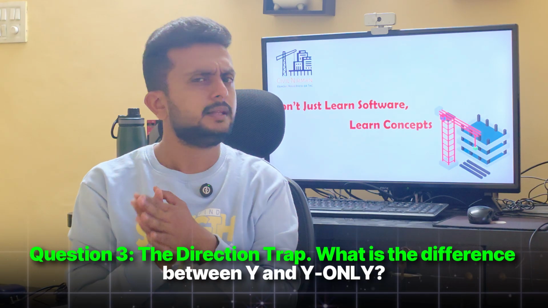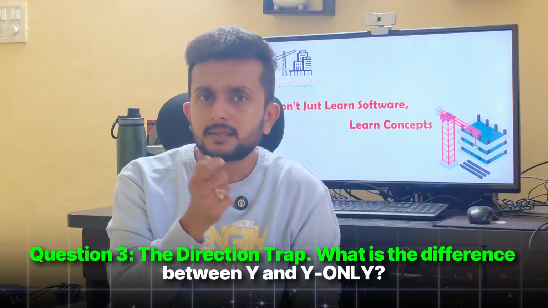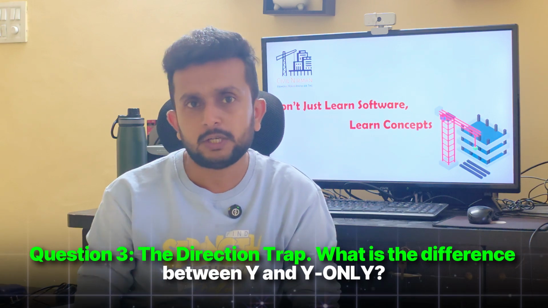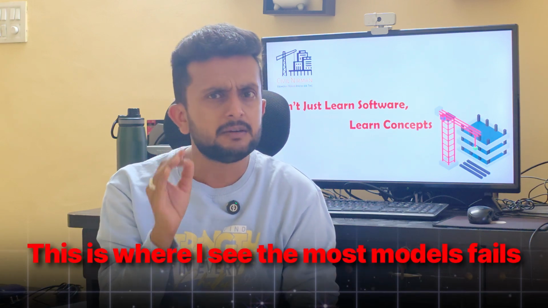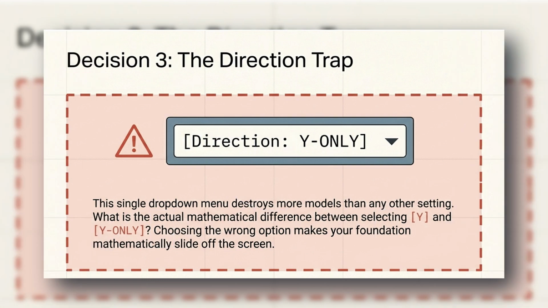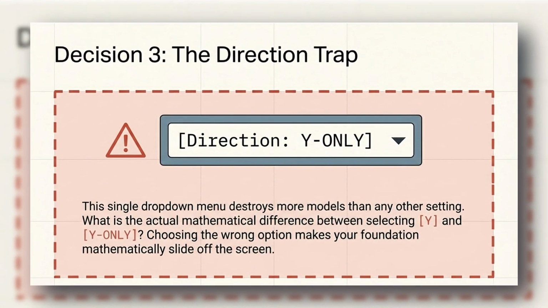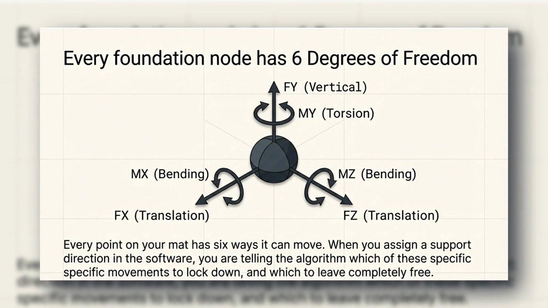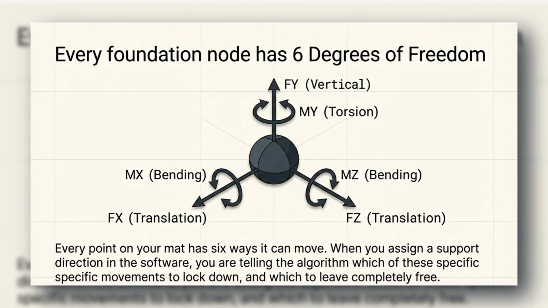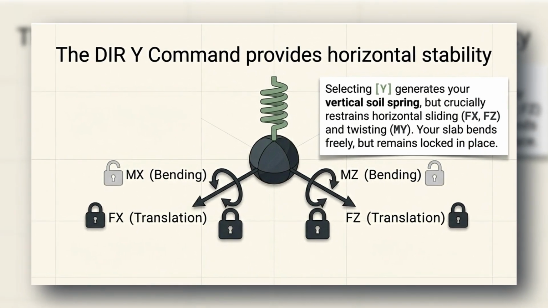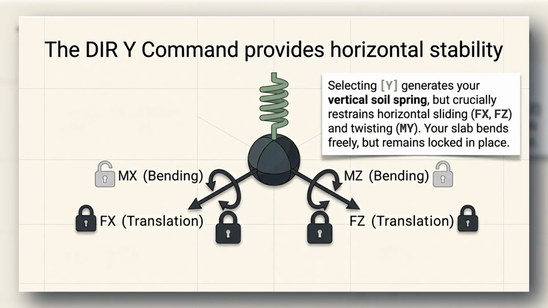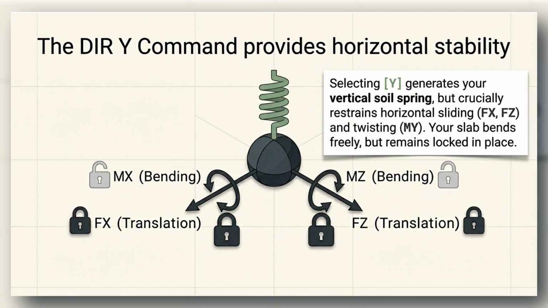Question number 3. The direction trap. What is the difference between Y and Y only? See, this is where I see the most model fails. Let's look under the software's hood. See, if you choose Y, that is direction Y, the software generates a vertical spring in the Y direction. But crucially, it fully restrains the horizontal translational direction Fx and Fz and the twisting rotation direction My. The other two rotation Mx and Mz are left free.